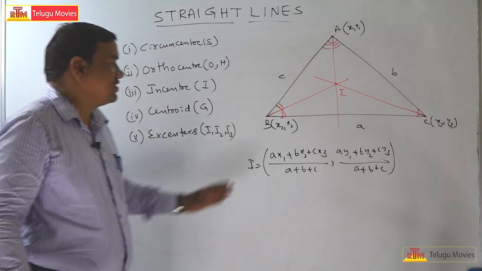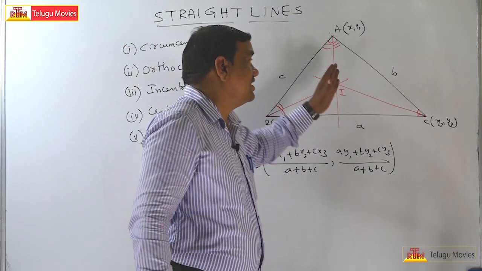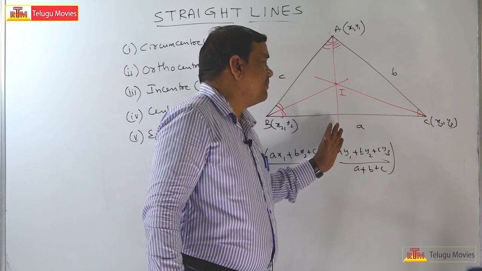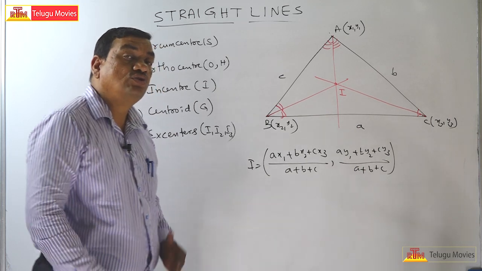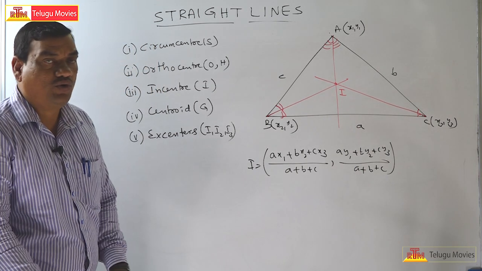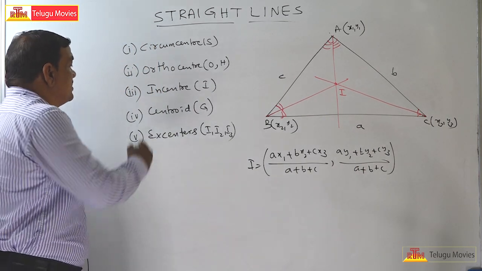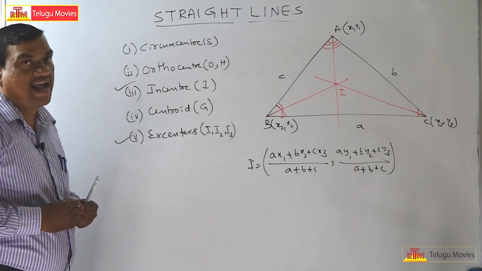Direct formula. So first find out the lengths of the sides BC, CA, AB, denote them as a, b, c respectively, and substitute these values, and you will get the incenter directly. Okay. So after learning this incenter, let me explain the excenters.